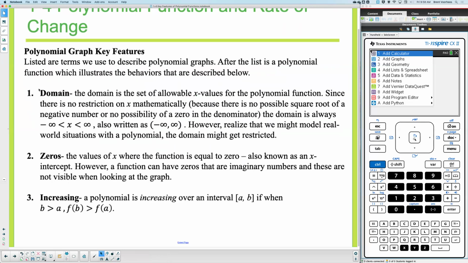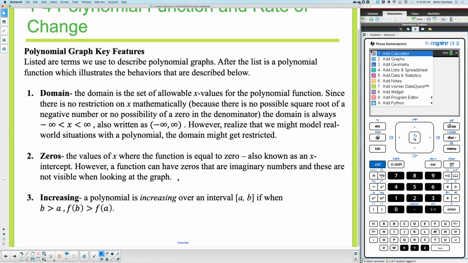Remind me, what did I say is true about the domain on a polynomial? Remember, we're not dividing by x, we're not taking a root of x, and we're not taking a logarithm of x. We're not breaking those 3 rules. What will the domain be? All real numbers. That's what this is saying here.